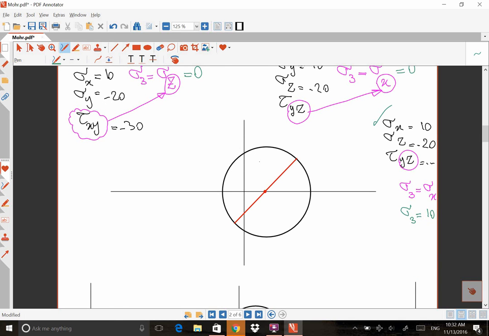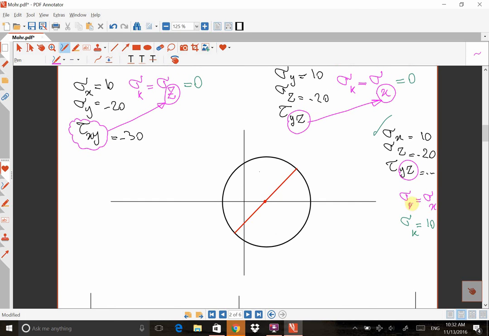Okay, I need to correct something here. I don't want to say sigma 3, I want to say sigma k. I'll tell you why. The third critical stress, I don't call it sigma 3, I call it sigma k, because I had sigma i and j, so that's my sigma k.